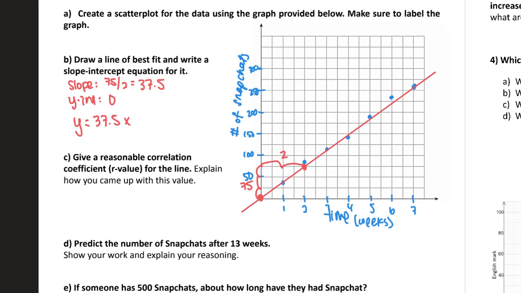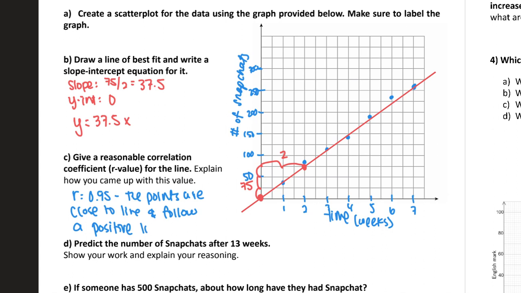All right. Part C says give a reasonable correlation coefficient for the line. Explain how you came up with this. So I would say that these points follow a linear pattern pretty strongly, and they're very close to the line. So I would say this is a strong relationship. So I'm going to say 0.95. And my reasoning is the points are close to the line and follow a positive linear pattern.